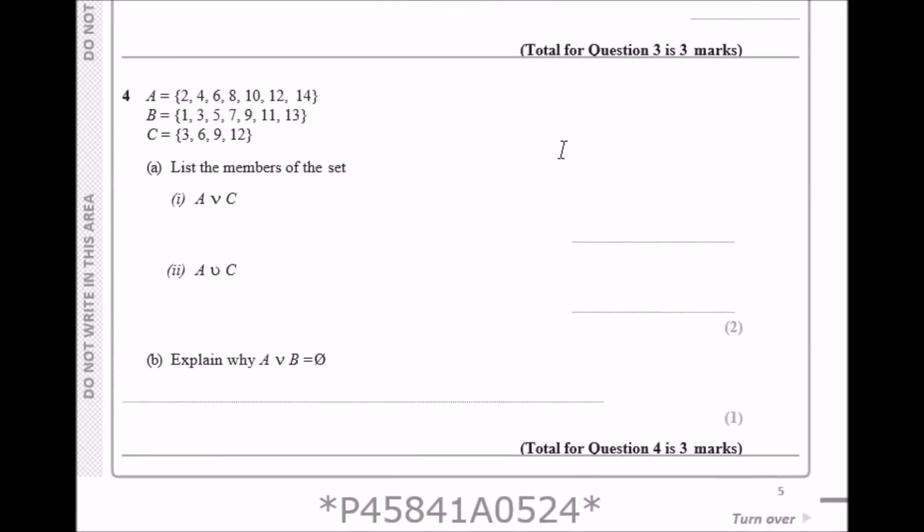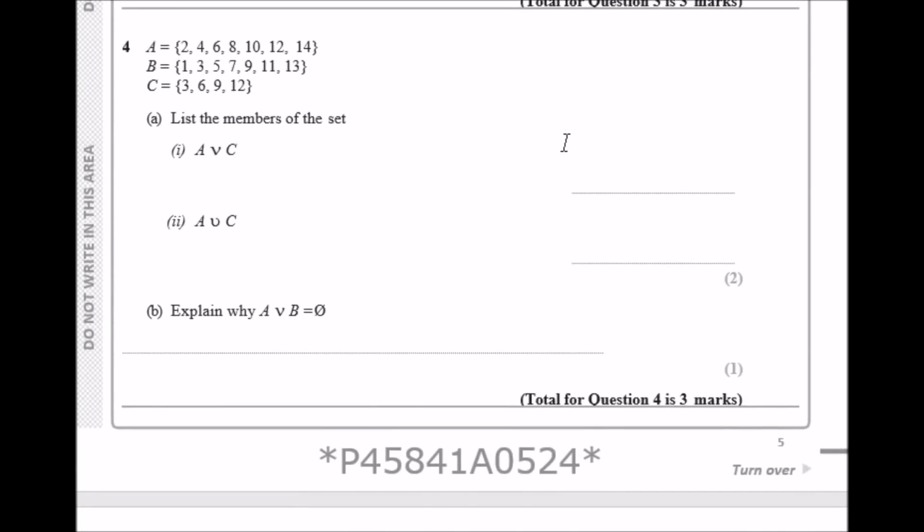All right, now let's look at set theory. So we're given A, B, C. A has these elements in the set, or members as you can say. B has 1, 3 onwards, and C has 3, 6. So we can say that A are pretty much even numbers here. B are odd numbers. And C seems to be multiples of 3. So I'm just pretty much highlighting. I'm not necessarily saying anything here.